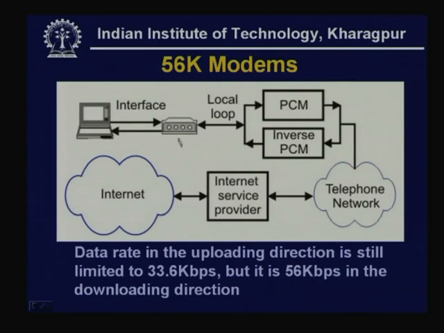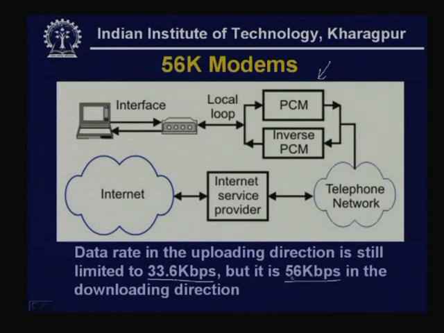As you can see, there are two types of signals present here. One is going from this DTE through the modem to the local loop using PCM, and it goes to the internet service provider. So, in this uploading direction, the data transfer rate is still 33.6 kilobits per second because of the presence of PCM in this particular direction. However, when the data is being sent by the internet service provider through the digital telephone network, there is no PCM involved here. The data is going through the inverse PCM, and it is going through the local loop to the modem. In such a case, the data transmission rate possible is 56 kilobits per second.